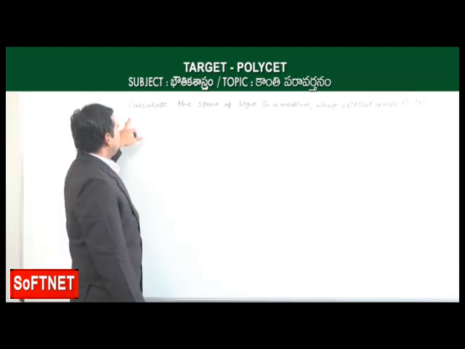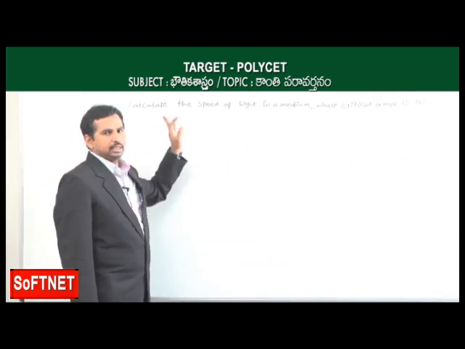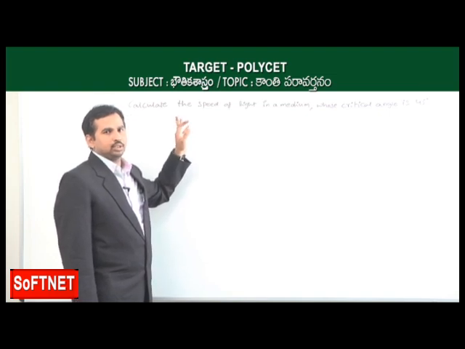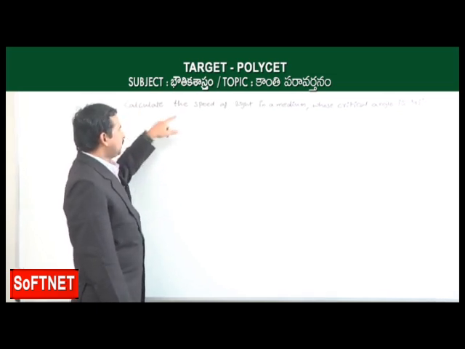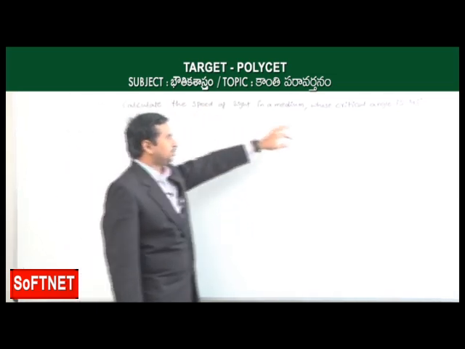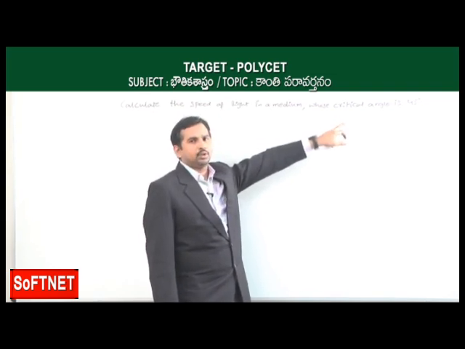Now we'll see a numerical on this critical angle case, about the total internal reflection. Here the problem is: calculate the speed of the light in a medium whose critical angle is 45 degrees.